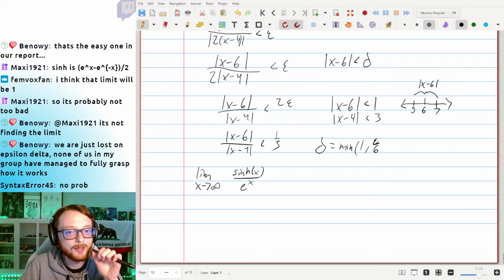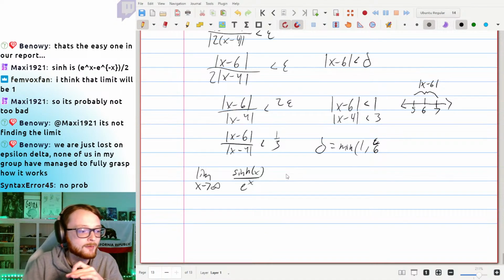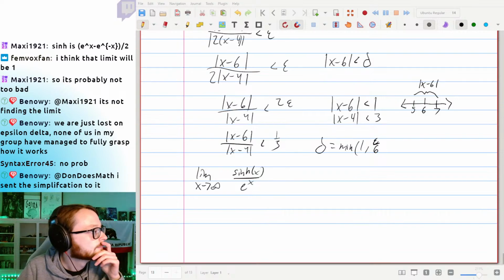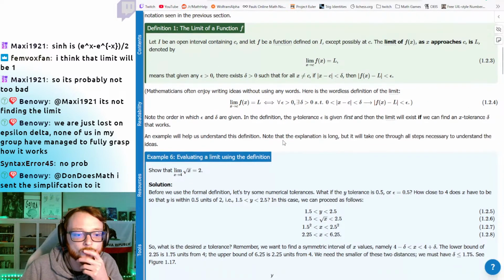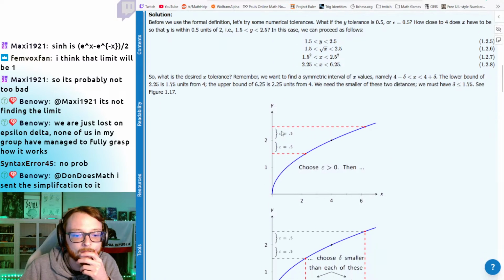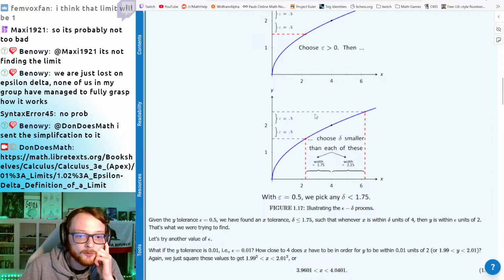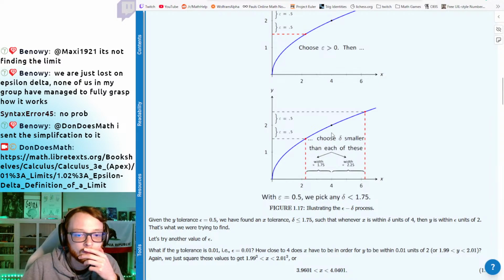Yeah, I'm sorry, syntax. I chose a bad example there. I probably should have chosen this book's example. But this has a pretty good picture that kind of explains that error tolerance idea: the epsilon is your error tolerance for the y's, and you have to choose an error tolerance for the x that gets you the epsilon that you're given.